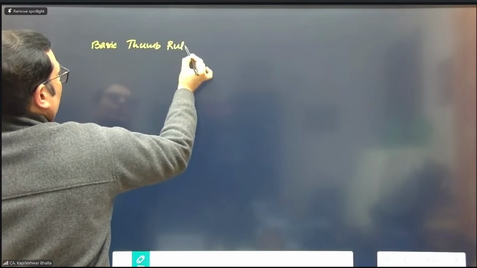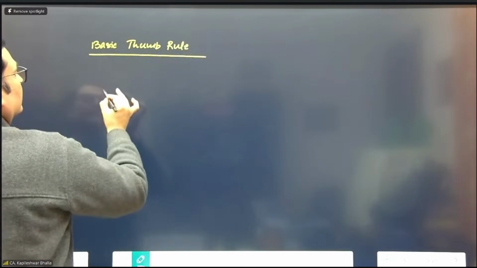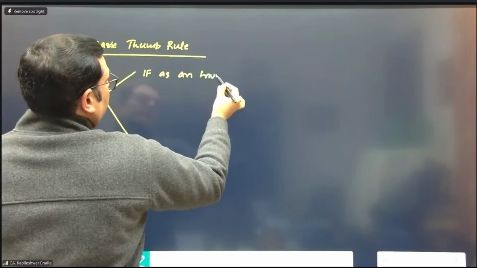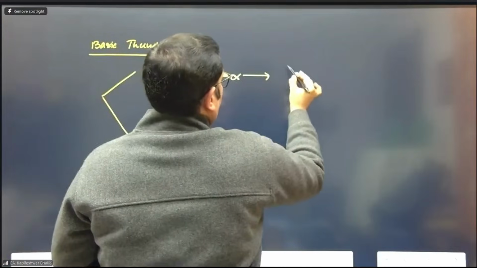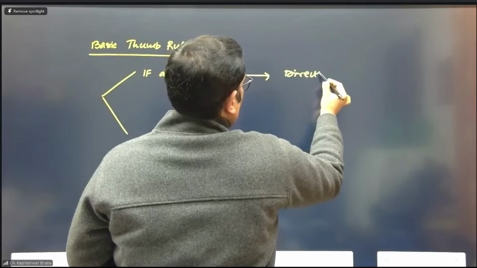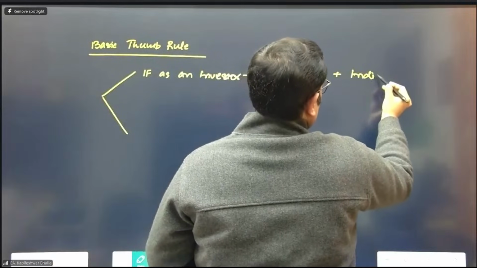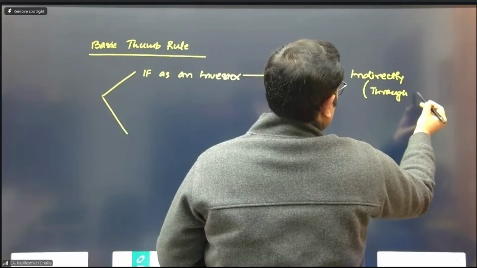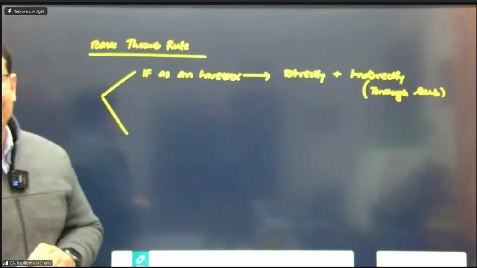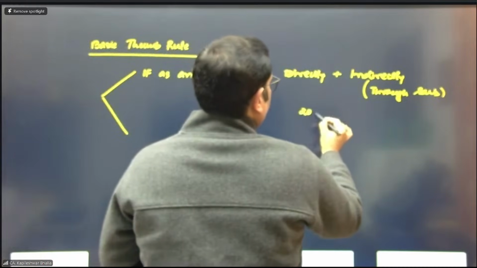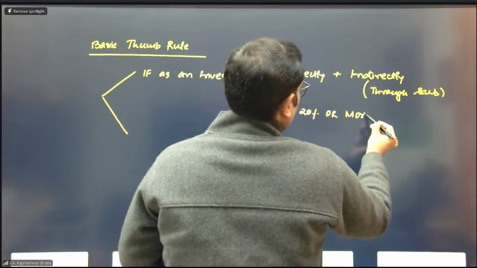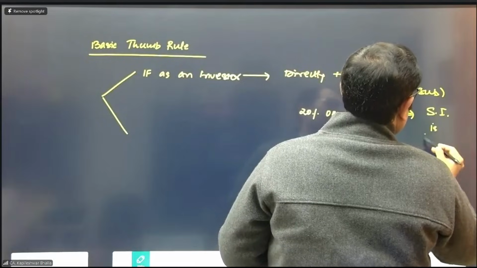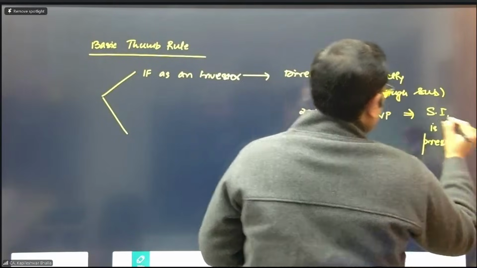There is a basic thumb rule which is given in the standard. The basic thumb rule is, if as an investor, you've got directly plus indirectly, directly as well as indirectly (indirectly means through subsidiary), 20% or more voting power, you can say significant influence is present. I would say significant influence is present in this case.